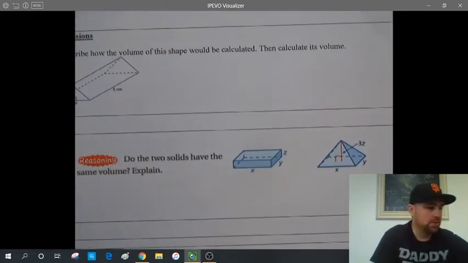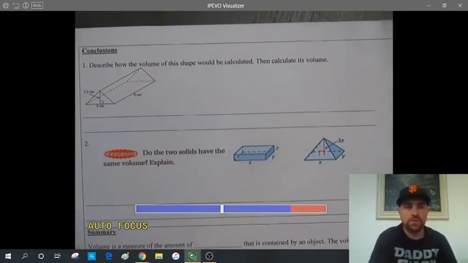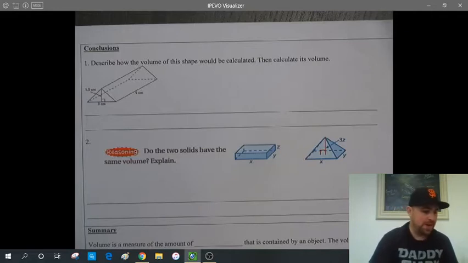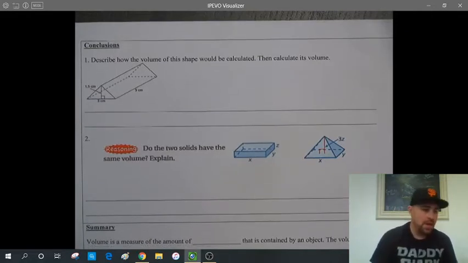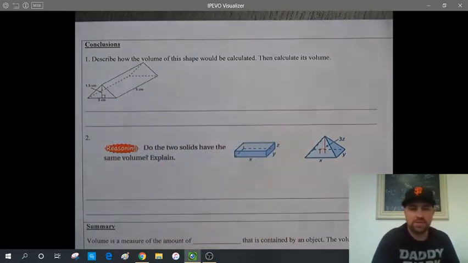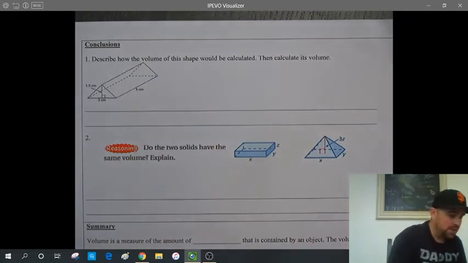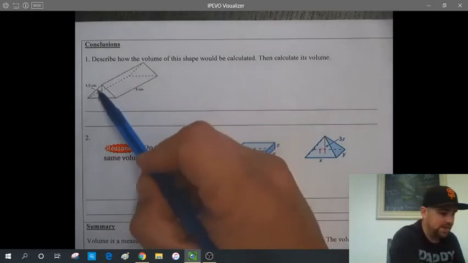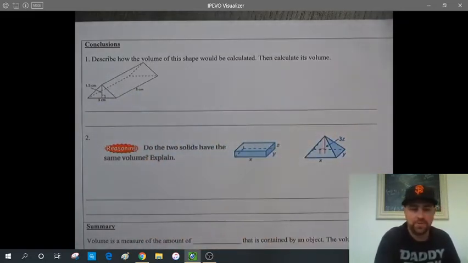Okay, next, the conclusion questions. Conclusion question number 1 says, describe how the volume of the shape would be calculated, then calculate its volume. This shape that we have here looks a little bit different. This time it's a prism, but instead of being a rectangular prism, it's actually a triangular prism. So the bases on each side here are triangles. Remember to find the base area there. Instead of the base area being a rectangle where we would do length times width, now it's a triangle.